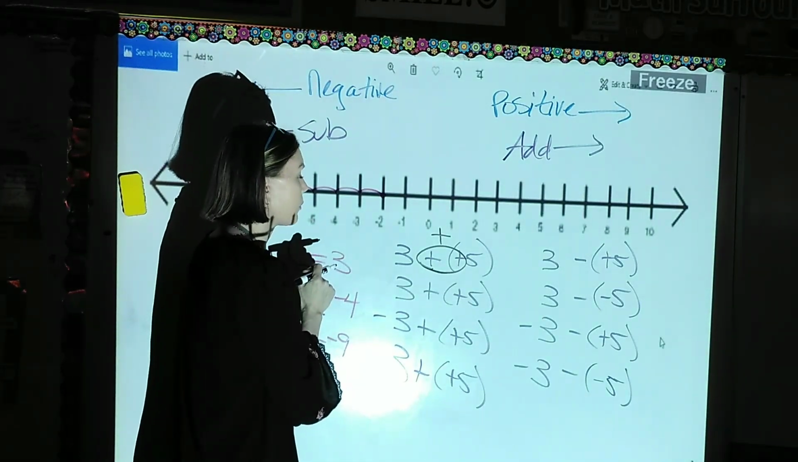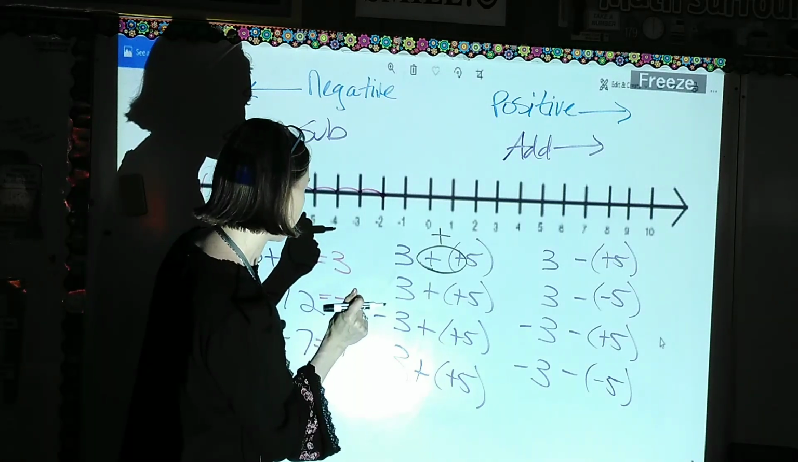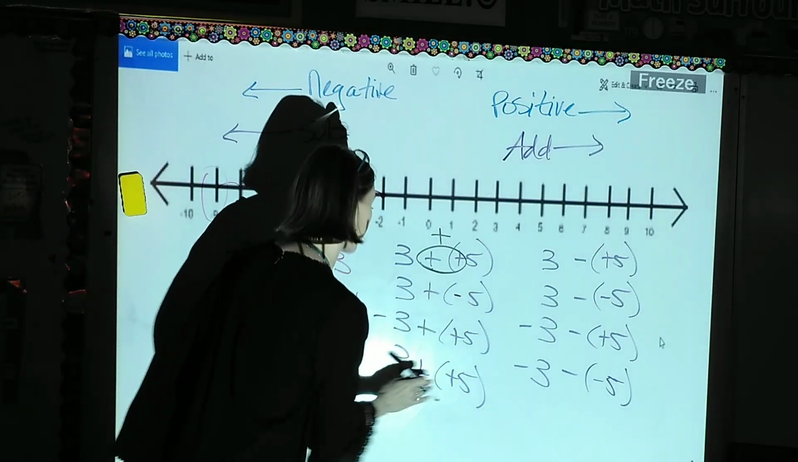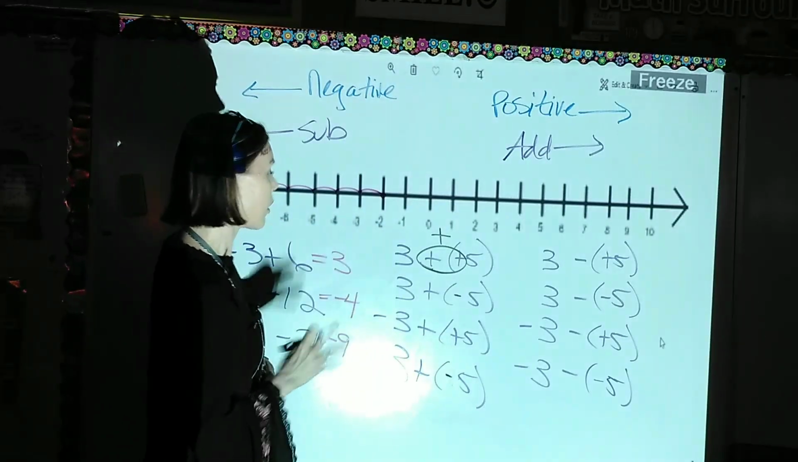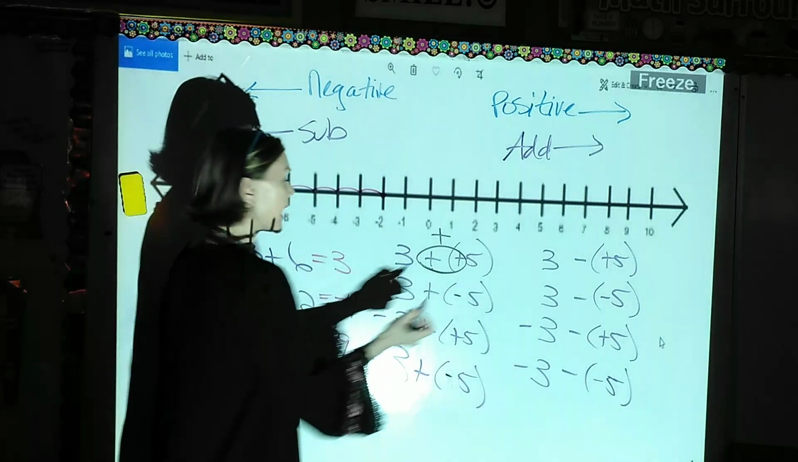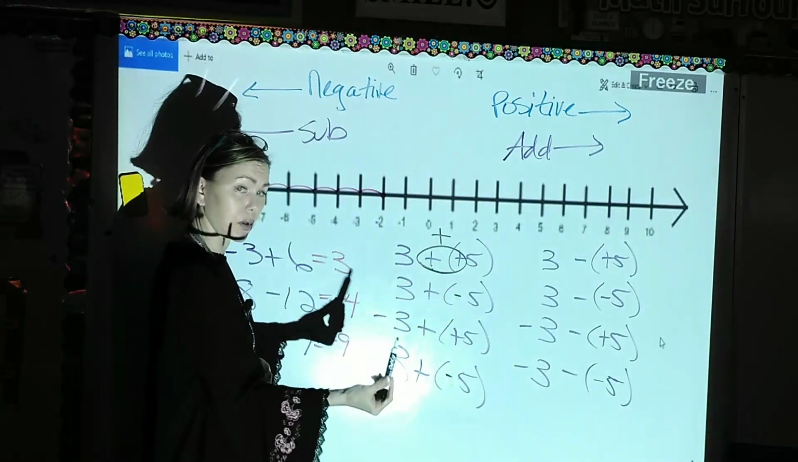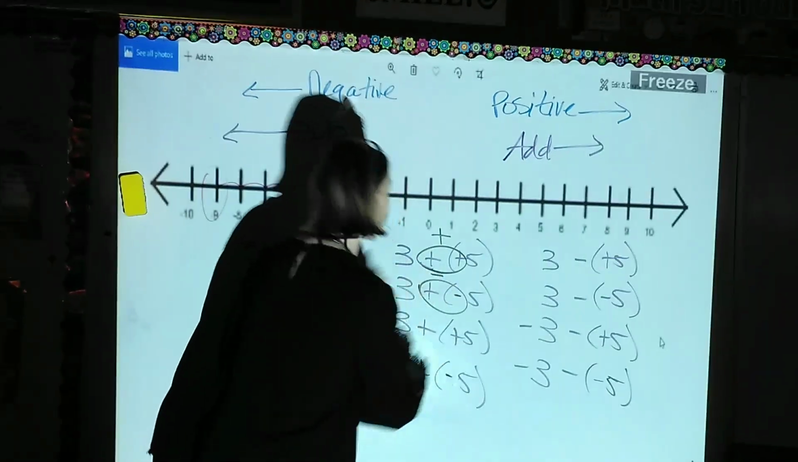Now, I'm sorry, this should have been a -5. I'm going to correct that now. And this should have been a -5, positive, negative. Okay, now we're good. Now we have a positive and negative. We have opposite symbols. When you have opposite symbols, you're going to circle and put a negative symbol.